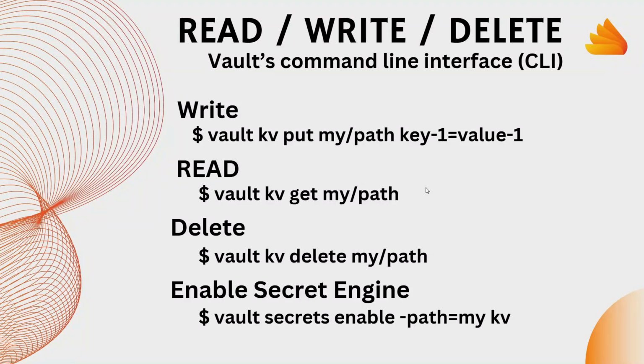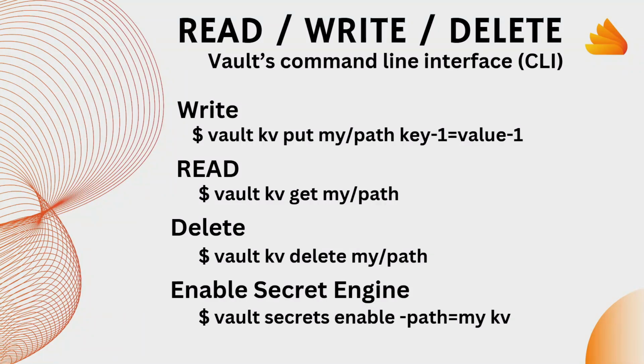Before we can start storing secrets, we need to enable a custom path in a secret engine. Here is the command. Vault secrets enable path equals my kv. Vault secrets enable is used to enable a path within the secret engine, path equals my sets the custom path as my, and kv specifies that this path will be used as a key value store engine. With these basics covered, let's move on to our demonstration.